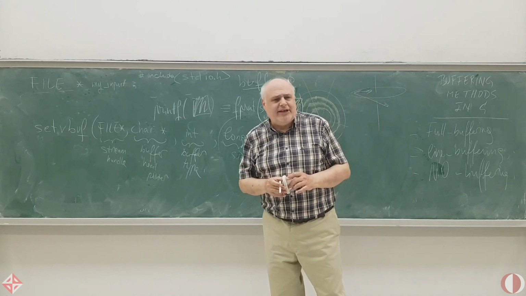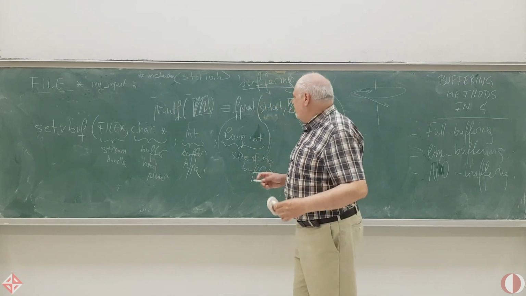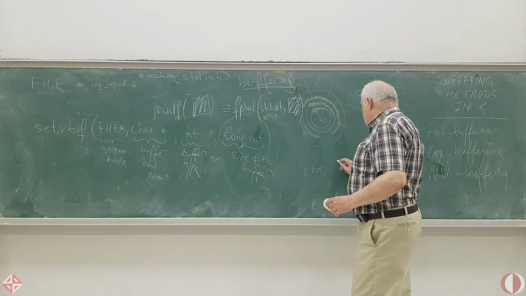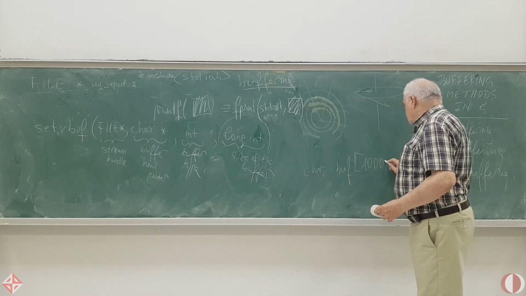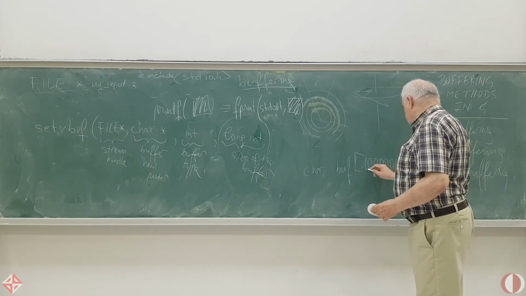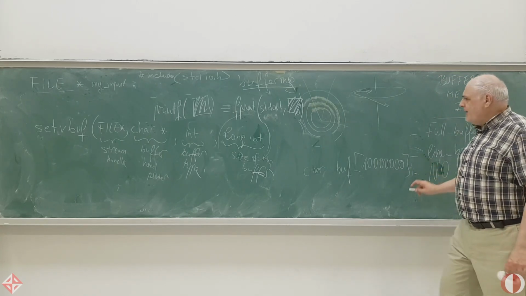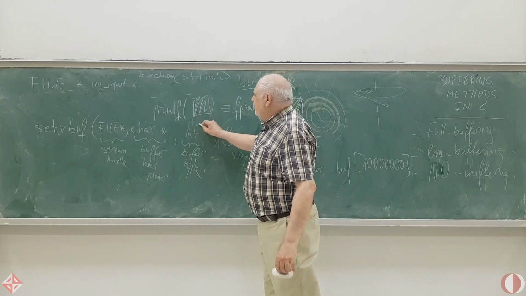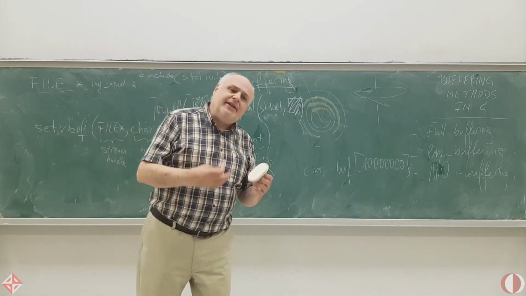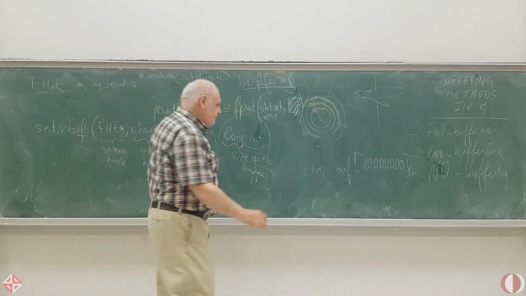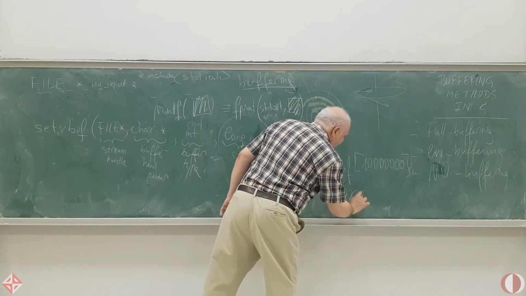How do I do the allocation? Two ways. Either you do it statically, like char buff of 10 million. Can I do this? Yes, sir, you can do it. And then feed in here the buff. Or you do it dynamically at runtime by a malloc. Malloc and 10 million.